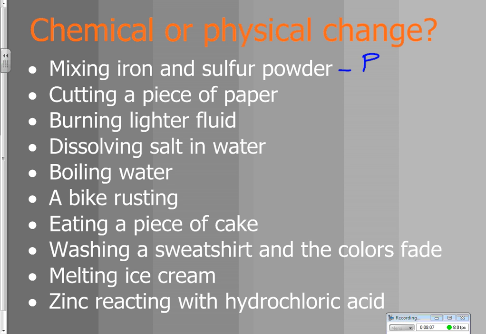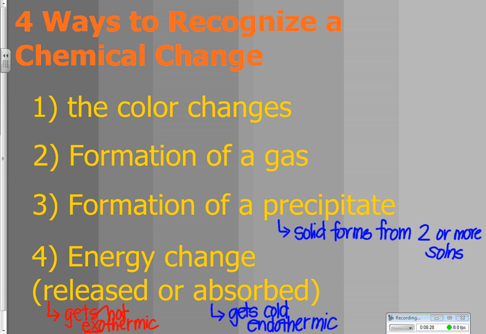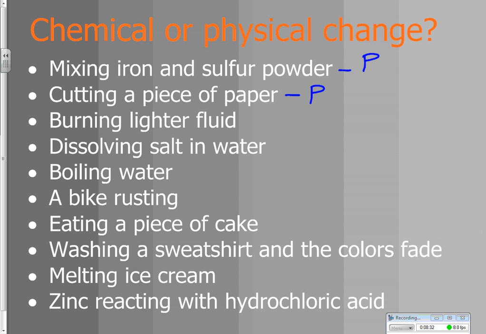If you're going to cut a piece of paper, cutting the paper will just leave you with 2 pieces of paper, both paper at the end. So again, that is a physical change. Now, if I burn lighter fluid, I'm going to burn the fuel, and what evidence will we see? Well, if you go back to the 4 signs to recognize a chemical change, when you burn something, the color is going to change. So, because you're going to see a color change and energy will be released, that is a chemical change.